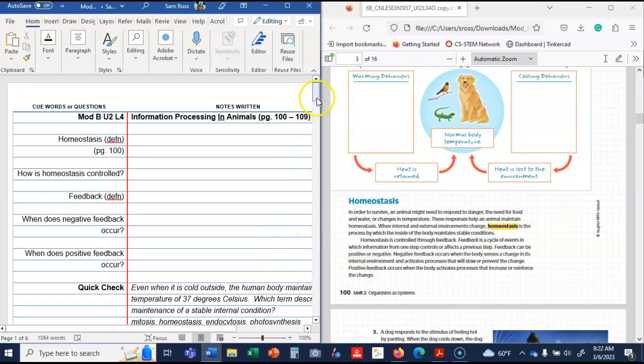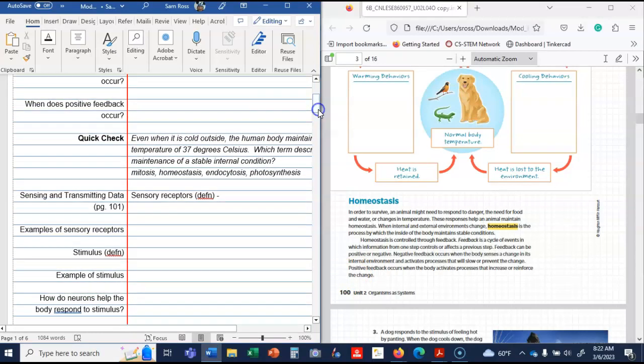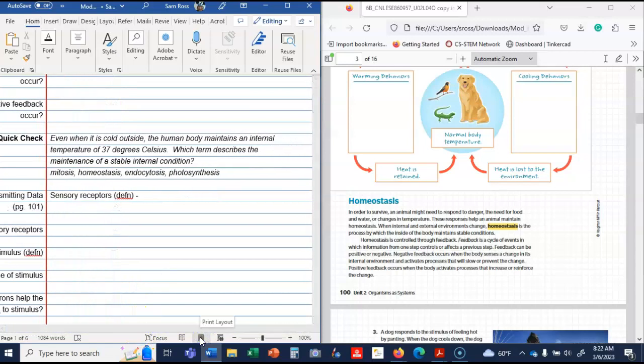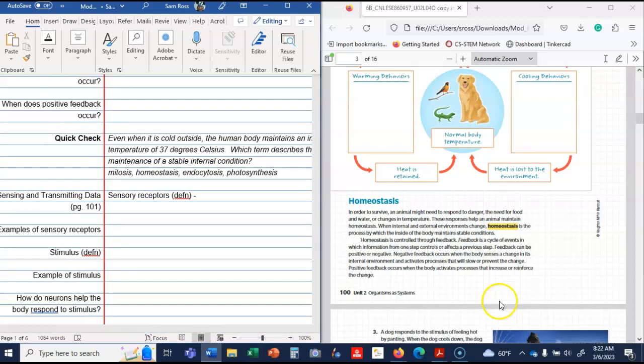Then we have our first quick check here. It says, even when it's cold outside, the human body maintains an internal temperature of 37 degrees Celsius. Which term describes the maintenance of stable internal conditions? It's going to be homeostasis. I can't circle it. Then we're going to go on to the next page.